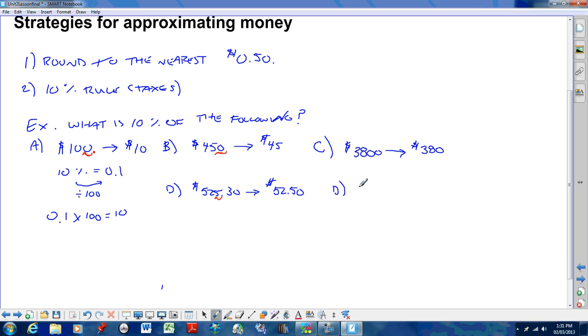So one last example then. What happens if you have $31.65? Well, move the decimal place over 1. So I would have 3, and then 165. Let's just call that $3.20. So we're just rounding to make it something that's easy to work with.